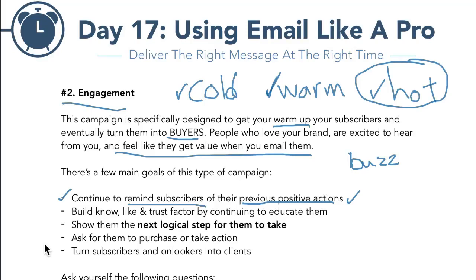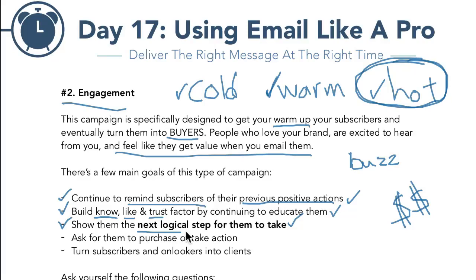Reminders and the memory of those types of events, again, both in relationships and also in marketing, is really key. These will help you build the know, like, and trust factor by continuing to educate them. Remember, I said the trust factor, right? Before any money is coming out of somebody's pocket, before anybody's really going to purchase, you need to build a know, like, and trust factor, the KLT. Write that down, KLT, know, like, and trust factor, by continuing to educate them. Show them the next logical step for them to take.